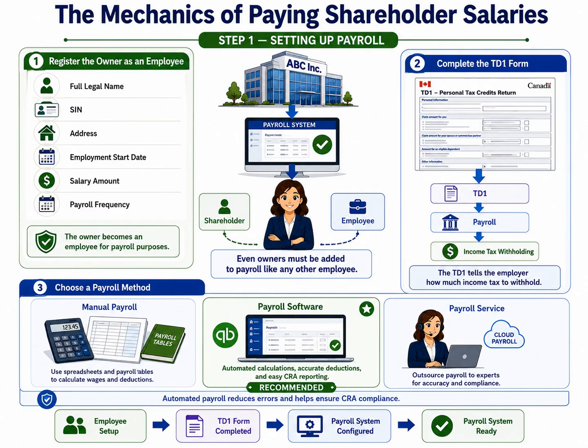Once the owner has been registered as an employee, the TD1 form has been completed, and the payroll system is in place, the corporation is ready to begin paying shareholder salaries through payroll. The next step is understanding what happens each time payroll is processed.